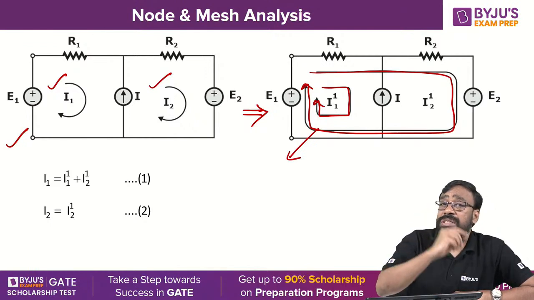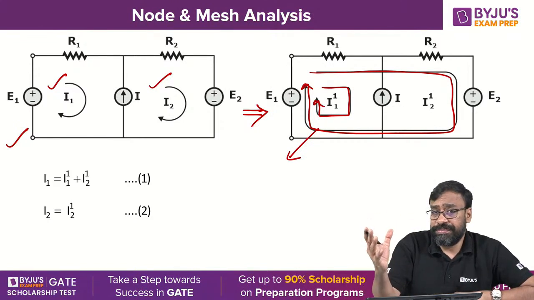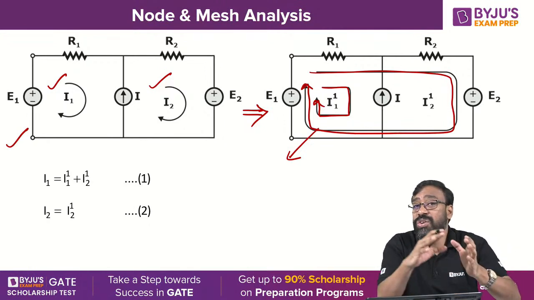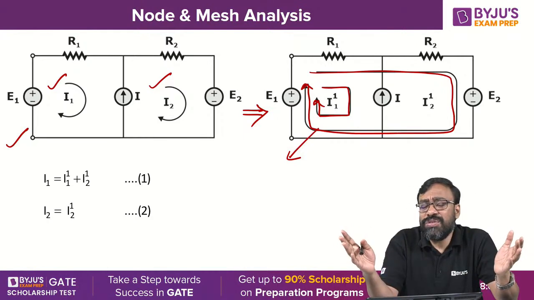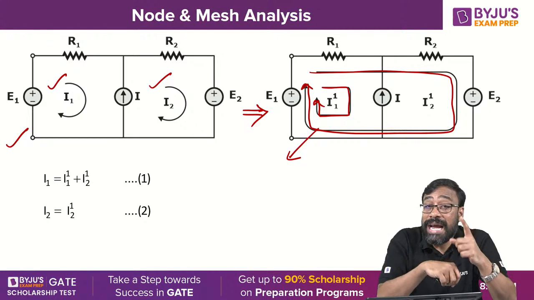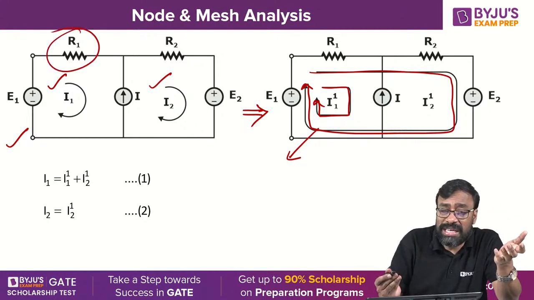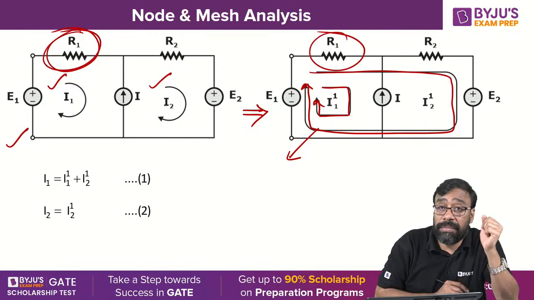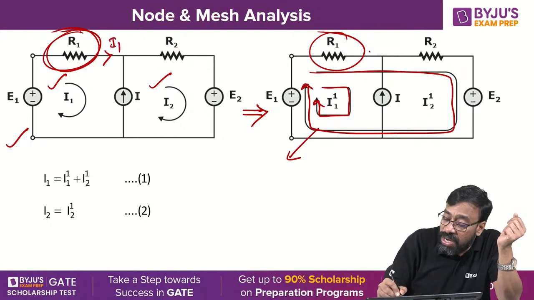But how do you find I1 and I2? For that, what logic you are supposed to implement here is, loop currents might be different, but branch currents remain same or not. When you change the selection of loop currents, obviously loop currents values will change, but the branch currents remain same. Current flowing through R1 remains current flowing through R1, that's it. Here current flowing through R1, here current flowing through R1, both must be same. What is the current flowing through R1 in this case? This is I1.